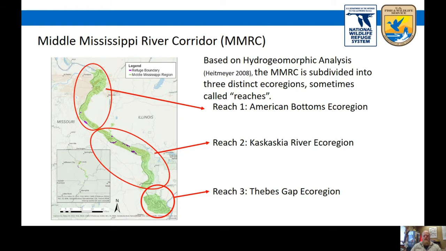In the southernmost reach, Reach 3, is the Thebes Gap ecoregion, all the way down in between Cape Girardeau and Cairo. Located just south of one of the most unique geologic features of the entire Mississippi River, the Thebes Gap ecoregion historically contained a vast complex of bottomland hardwood forests and cypress swamps and bottomland lakes, similar to what we can still enjoy at Horseshoe Lake State Fish and Wildlife Area and Cypress Creek National Wildlife Refuge. The Middle Mississippi National Wildlife Refuge does not have any managed lands within that reach currently.